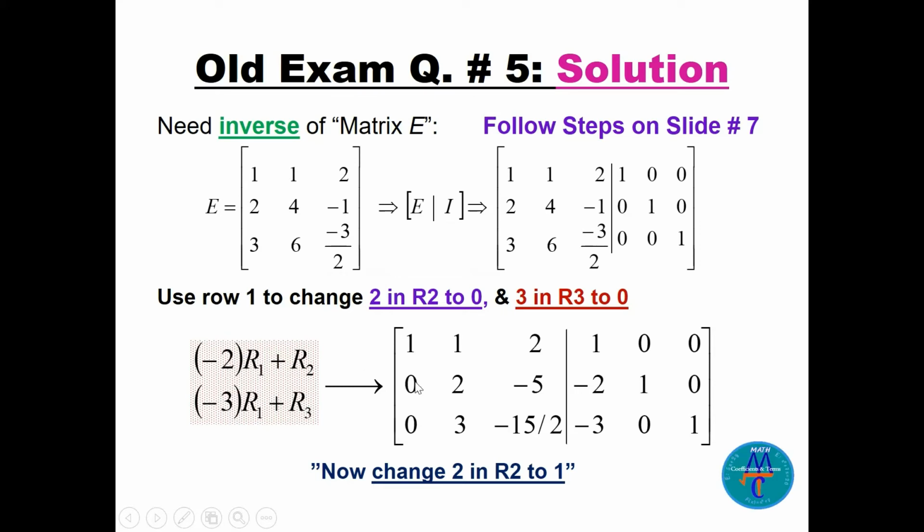So I get 0 here, but I have to change the whole row. Minus 3 times row 1, minus 3 times all this, you add to row 3. You will get 0, 3, minus 15 over 2, minus 3, 0, and 1.